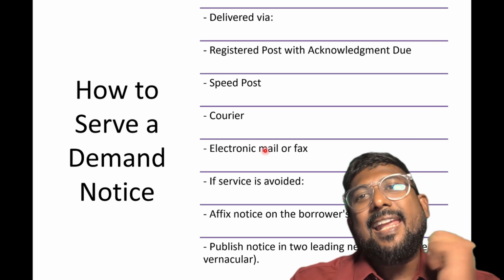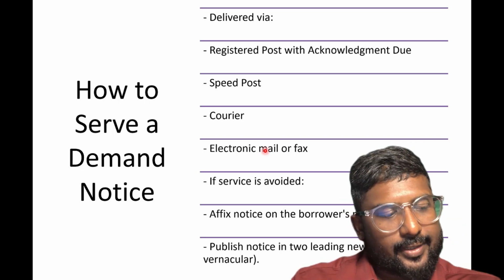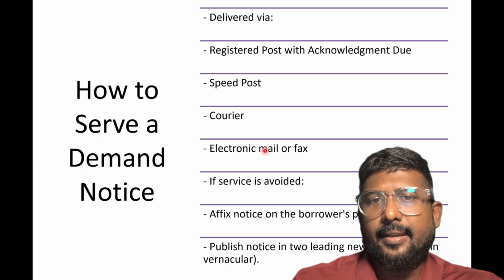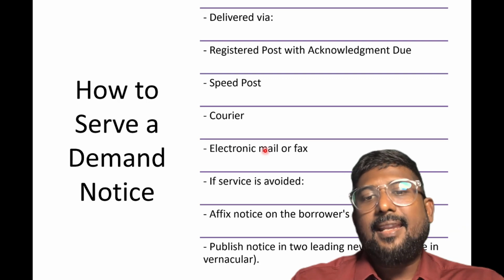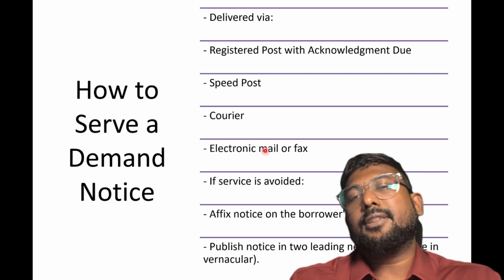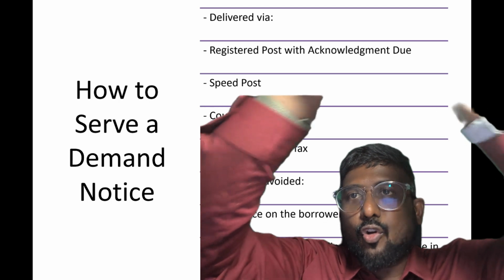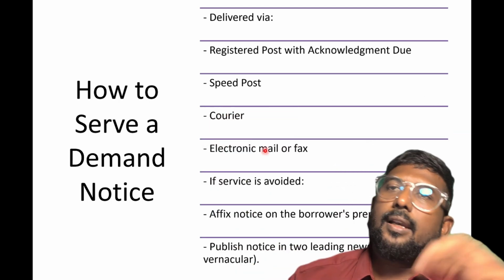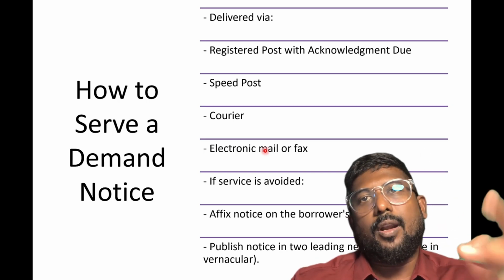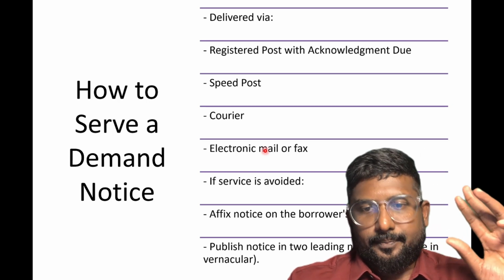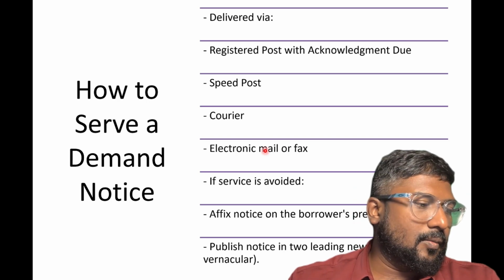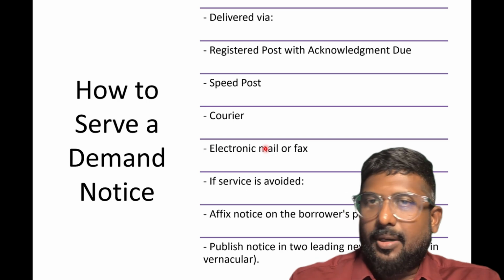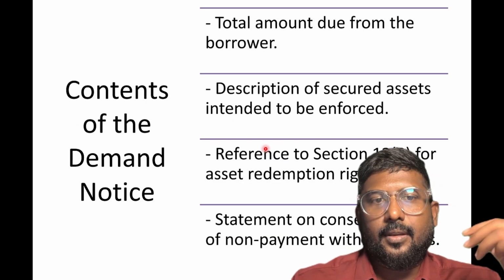In case the authorized officer comes to believe that the borrower is deliberately avoiding the notice, then he can affix it on the borrower's premises. That is, the demand notice can be affixed on a conspicuous spot of the premises and published in two leading newspapers, one in the vernacular and one in English. Say, for instance, if it is Tamil Nadu, the vernacular language is Tamil, and one can be in English.